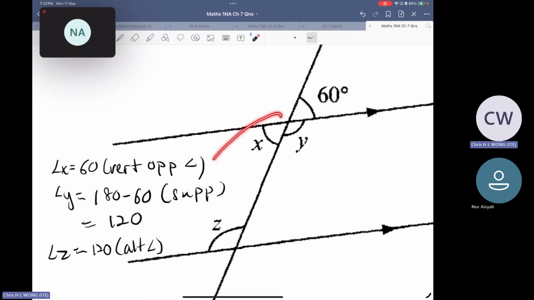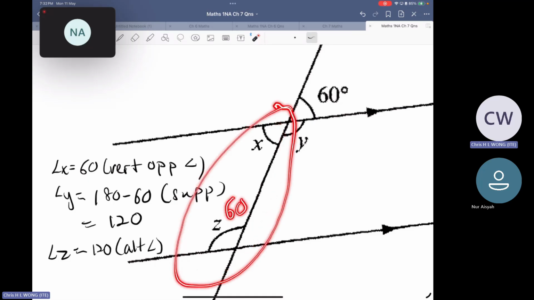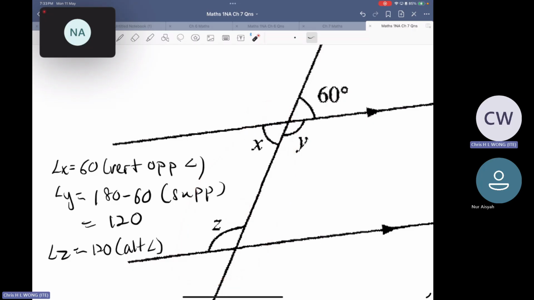But you can also use this, right? Let's say this is 60. If I ask you to use this, what's the reason? Interior angle between two parallel lines, right? 180 minus. So there are many reasons you can use, but you get the same answer. The more rules you learn, the more you can apply, and you get the same answer. If you have forgotten one, think of another one. Same answer, remember that.